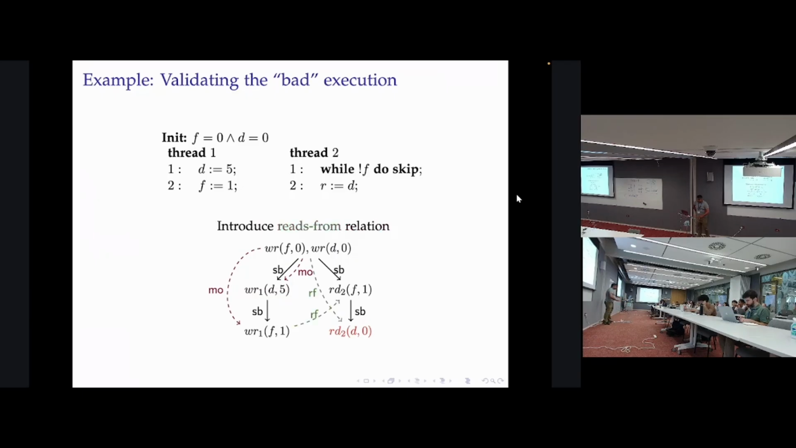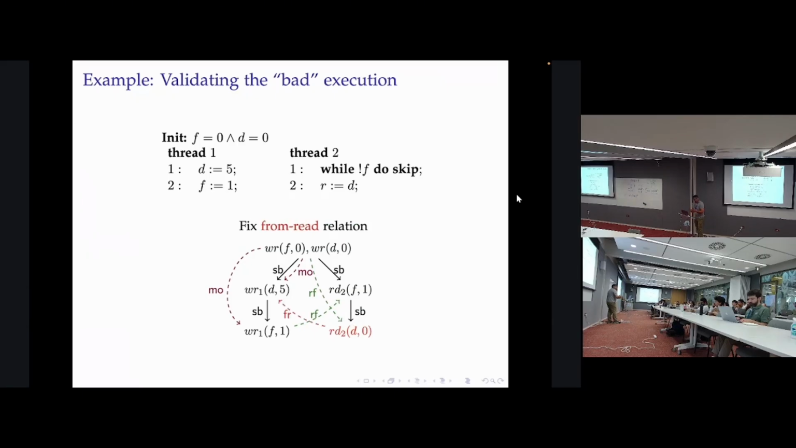Now I introduce my reads-from relation. Where do I get the value of D from? I get it from up here. Where do I get the value of F equals 1 from? I get it from over here. So that's my reads-from edge. This read reads from there, that read reads from there, and then everything is okay.